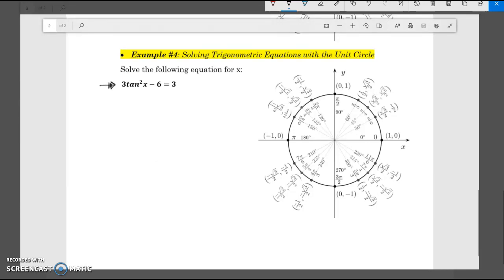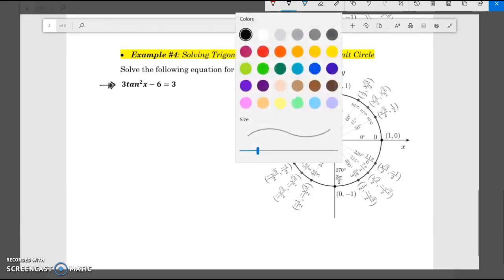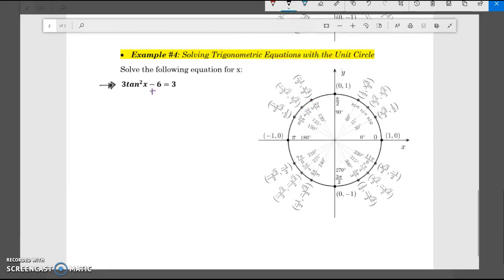So once more, we need to get the trig function by itself. So our first step here to start doing that can be to add 6 to both sides. I'm going to add 6 here and add 6 here. So we'll have 3 times the tangent squared of x is equal to 9.